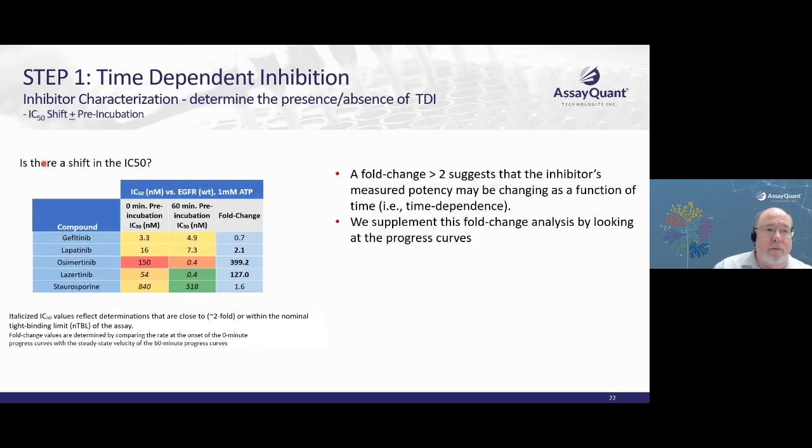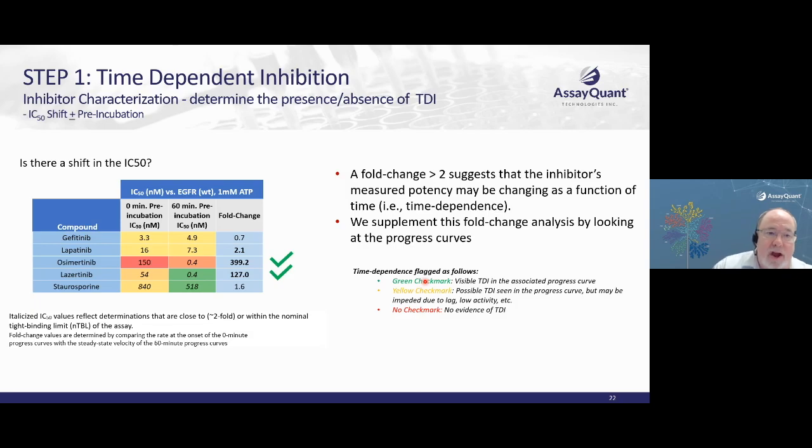So now we look at this. We say, is there a shift in the IC50s? What we tend to look at is the fold change between the two, and our rule of thumb is anything greater than 2, we're going to be looking at more closely. But really, we've got huge differences in the IC50s for our irreversibles here. For lapatinib, for example, it's not quite a big difference, but you can still see from the progress curve that it definitely requires some closer examination.